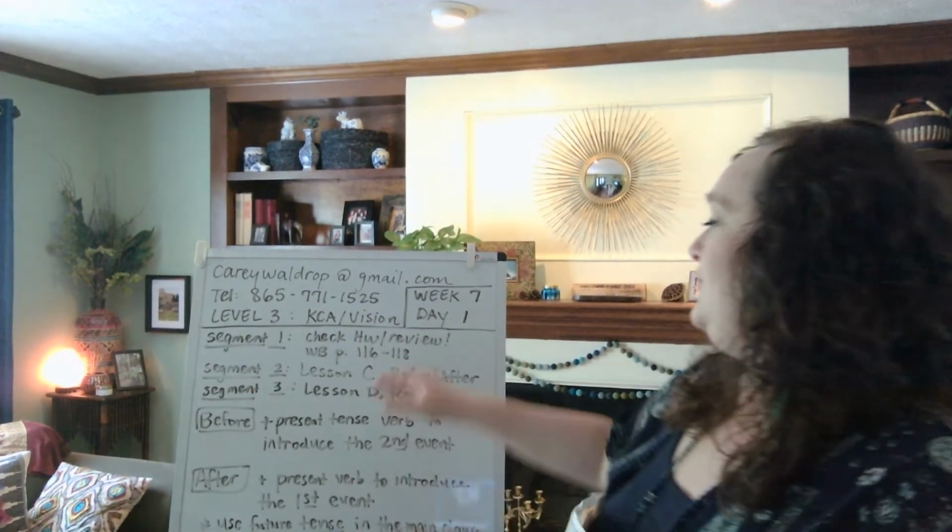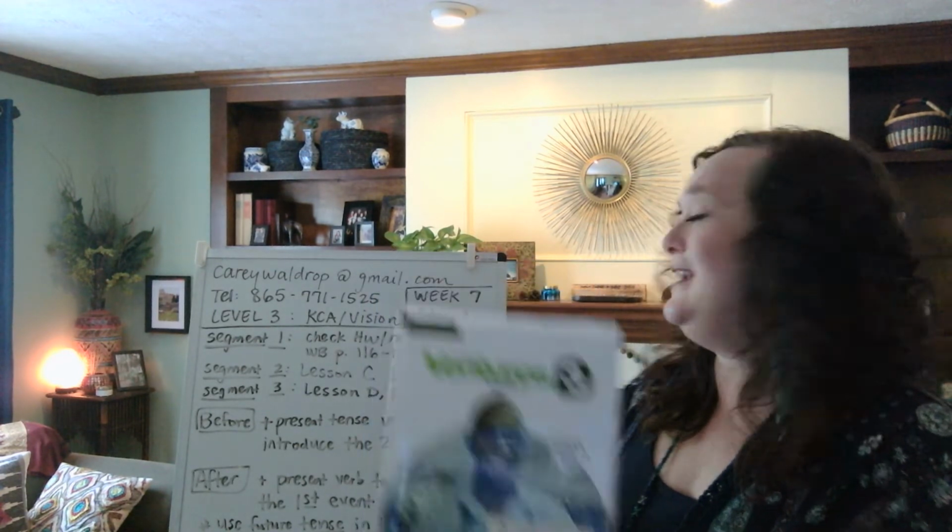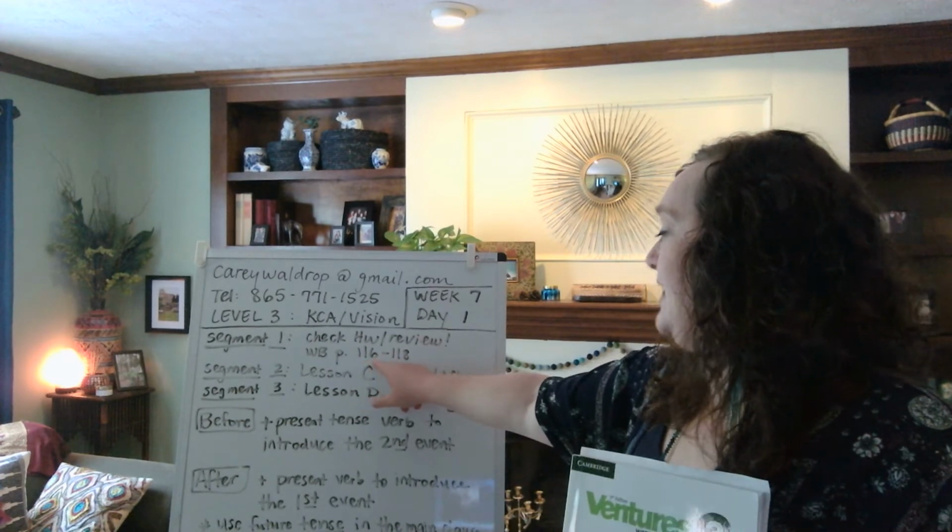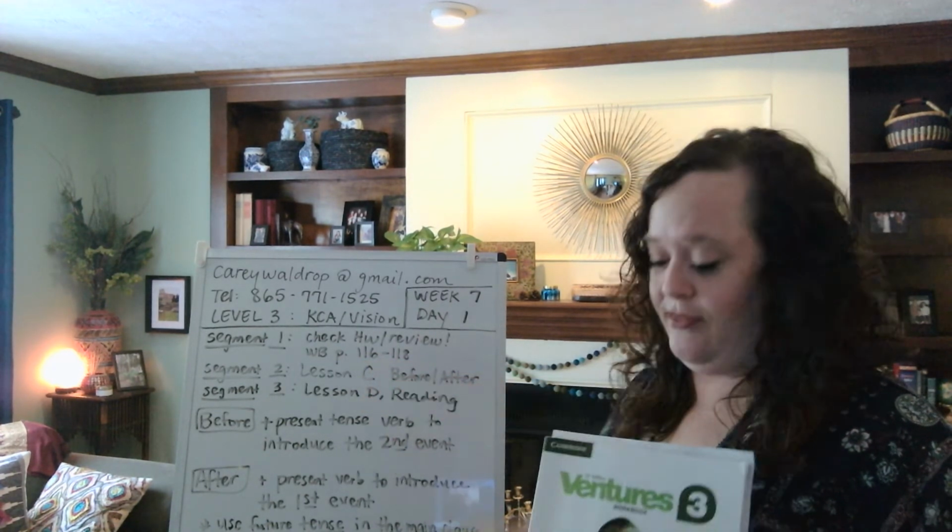And so during week 6 and week 7, we are on Unit 10. And this is the last unit in our student book. So for week 7, especially day 1, our plan is, first segment, we're going to check homework in the workbook I gave you at the end of last week. And that one is pages 116 through 118. So we have 3 pages in this workbook, and I'm going to very quickly go over these answers with you as a kind of review.